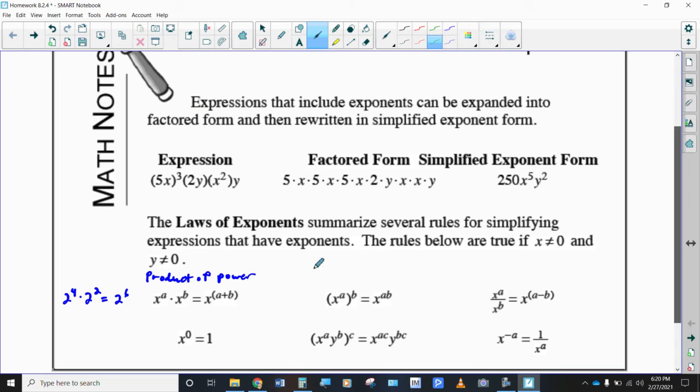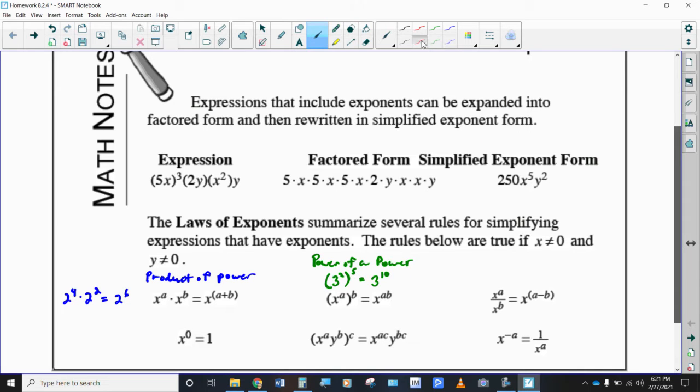Then we have the power of a power, which states that if you are raising a power to another power, you will actually multiply those exponents. So for this one, if we were to take 3 to the 2nd power and raise that again to the 5th power, that would be 3 to the 2nd times 3 to the 2nd times 3 to the 2nd times 3 to the 2nd times 3 to the 2nd, which becomes 3 to the 10th, because eventually you will have 10 threes being repeatedly multiplied there.